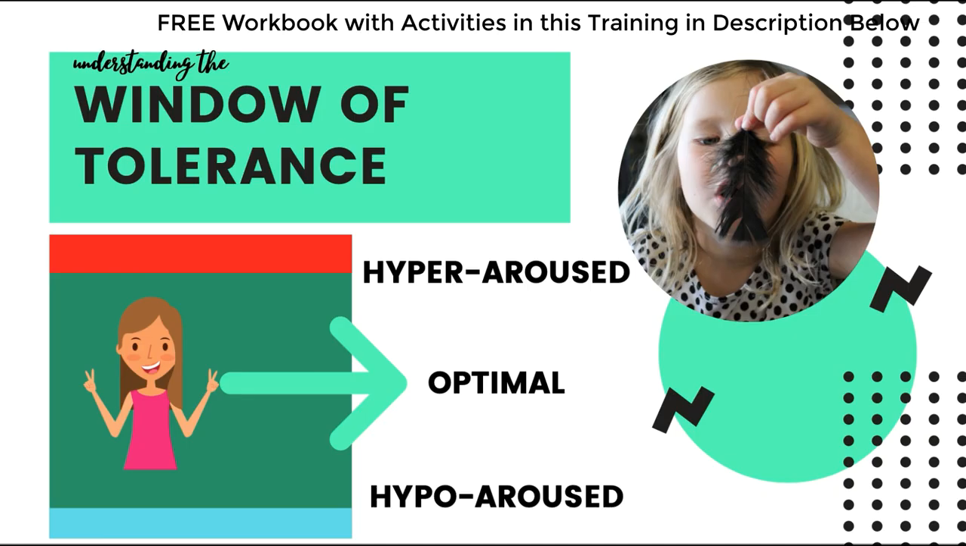Understanding the window of tolerance. The window of tolerance is that space. It's the space in between hyper-aroused and hypo-aroused. It is where we are at our best, where we function at our best. We can engage in healthier relationships and communication. Our kid clients can engage in problem solving. They can regulate their emotions. It is definitely the optimal space.